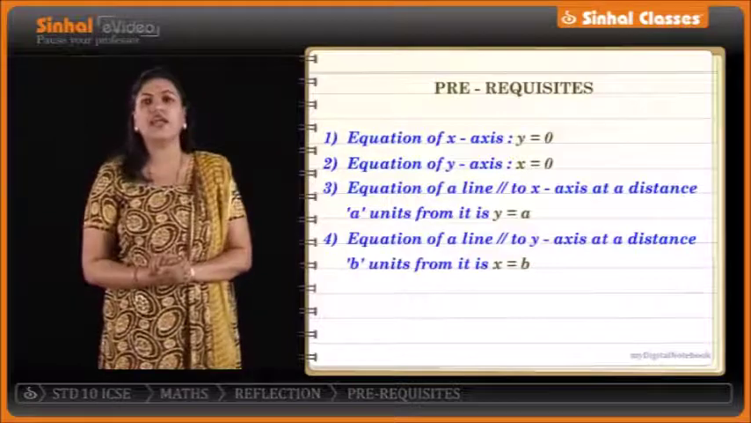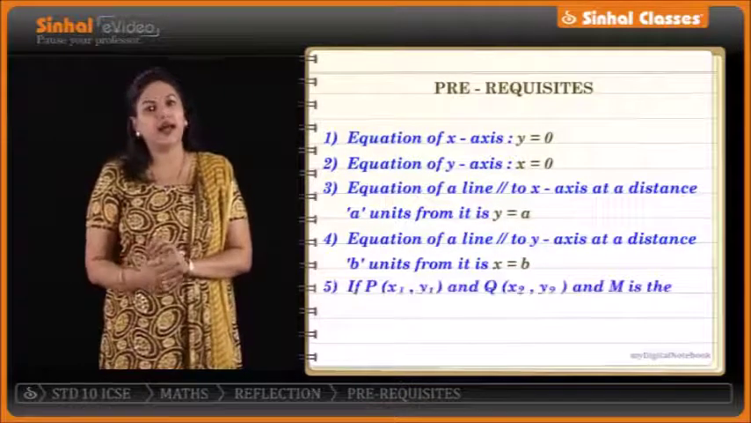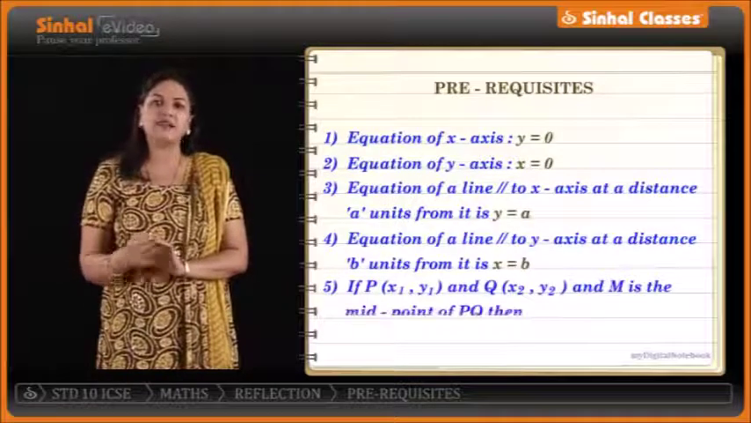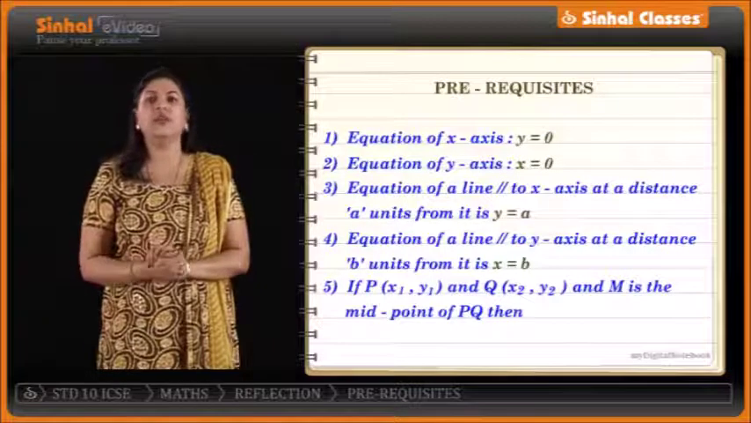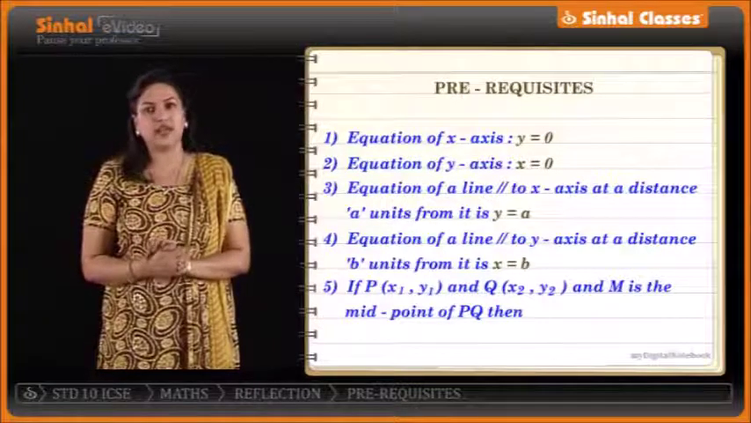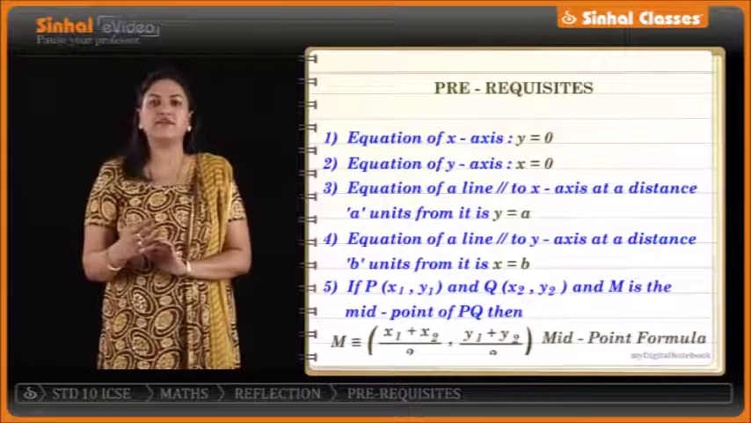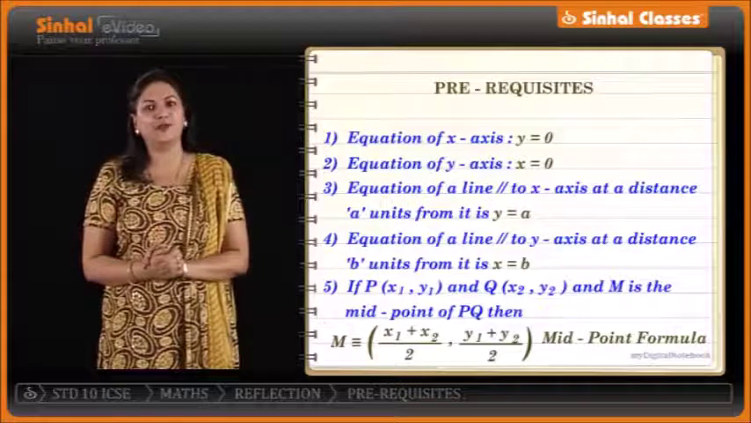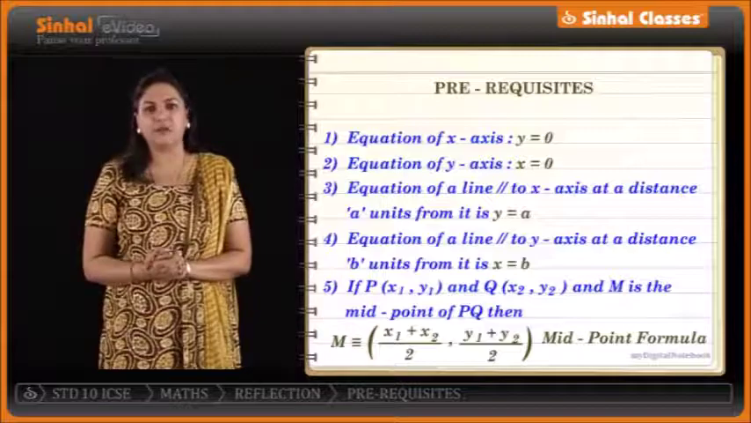Then we have if P with coordinates x1, y1 and Q with coordinates x2, y2 and a point M which is the midpoint of PQ, then M will have coordinates as x1 plus x2 upon 2 and y1 plus y2 upon 2. This is the midpoint formula. Now, keeping all this in mind, let's start with the problems based on this topic.